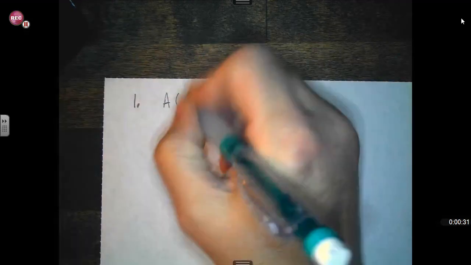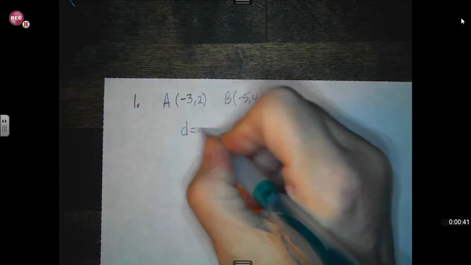This is the semester exam review for pre-calculus. We will get started. Number one gives me the points. A is -3, 2. B is -5, 4. And we're supposed to find the length of the segment, the distance.